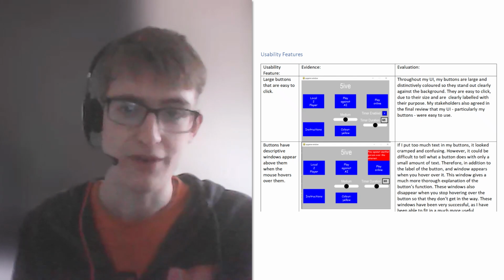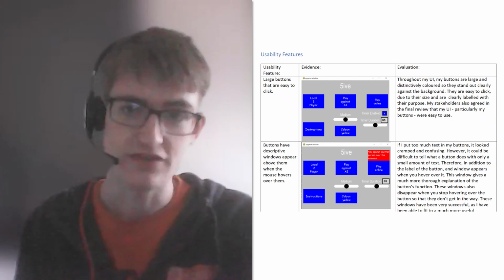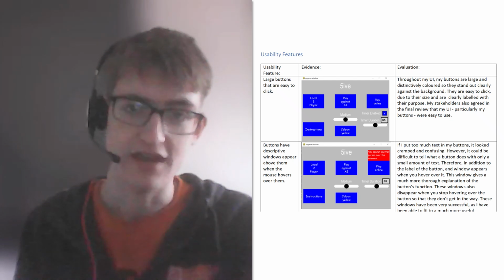I then moved on to evaluating the usability features in a similar way. Now this is in a similar table, doing pretty much the same thing with the feature in the first column, evidence in the second column, and an evaluation of how it went in the third.